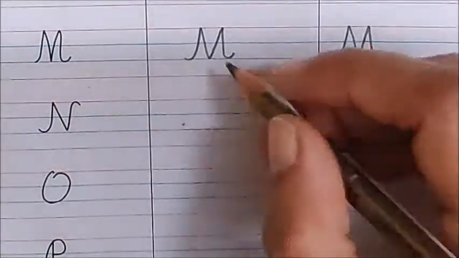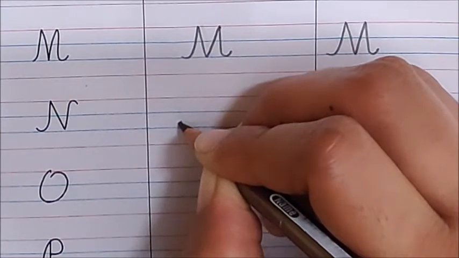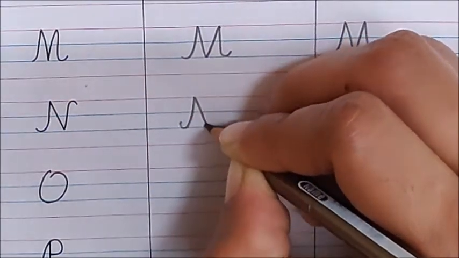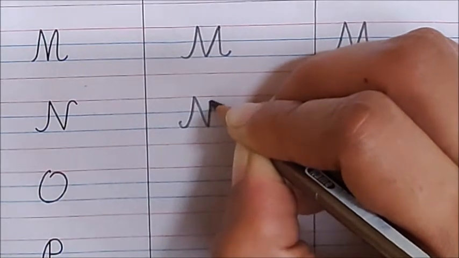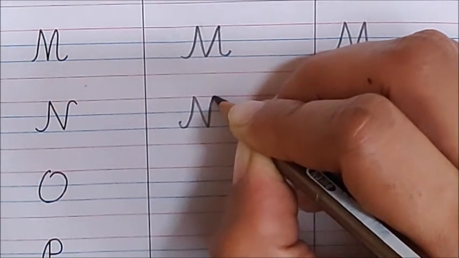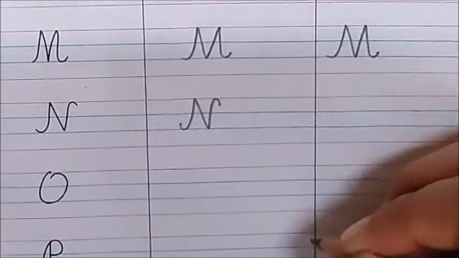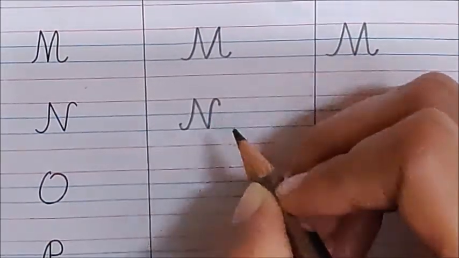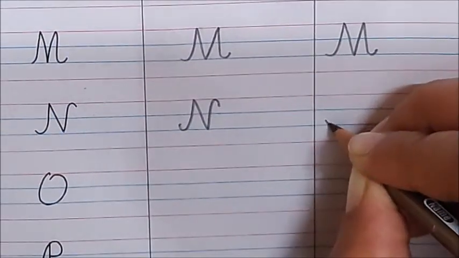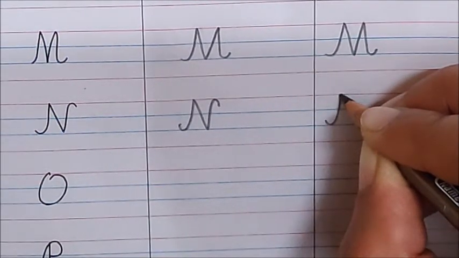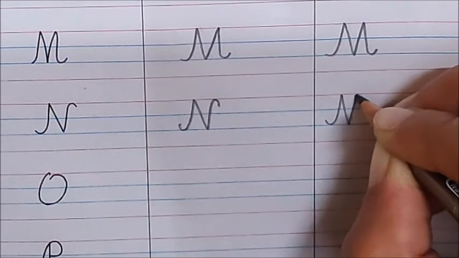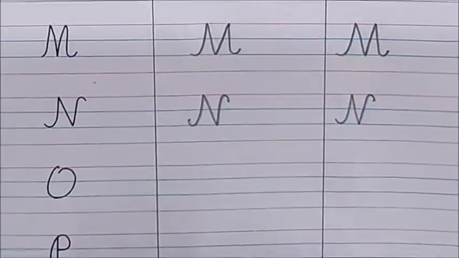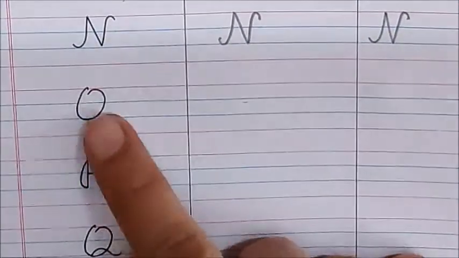How to write letter N? From here you have to go up, touch the red line, again come down, go up. When you reach the red line, just bend a little. Okay? See, it is not touching the first blue line. Go up, down, up. Now bend a little. Okay? Now next letter is letter O.